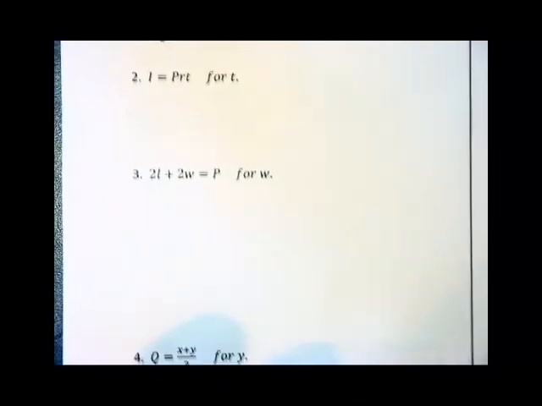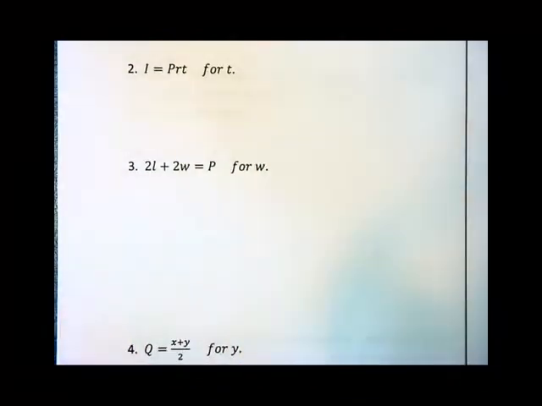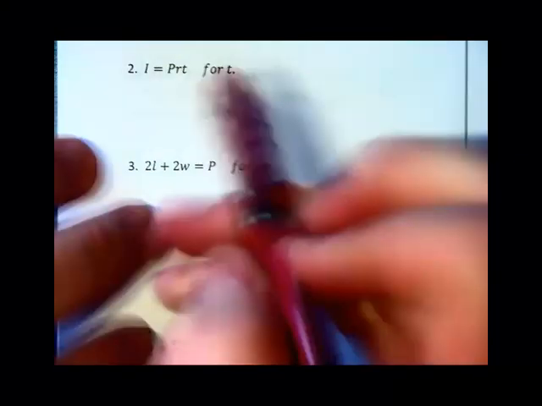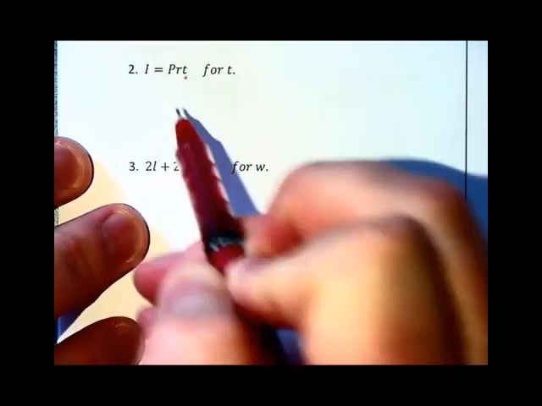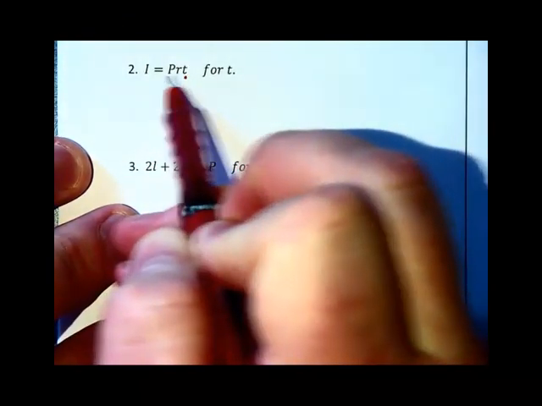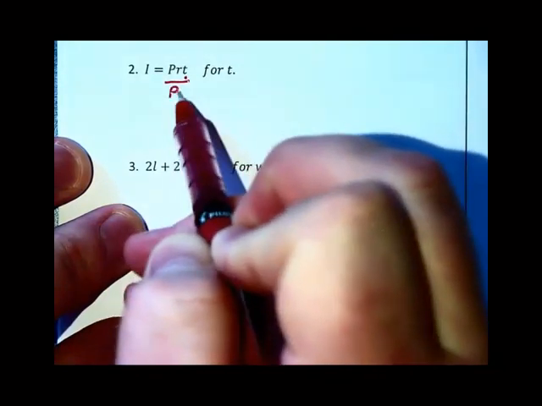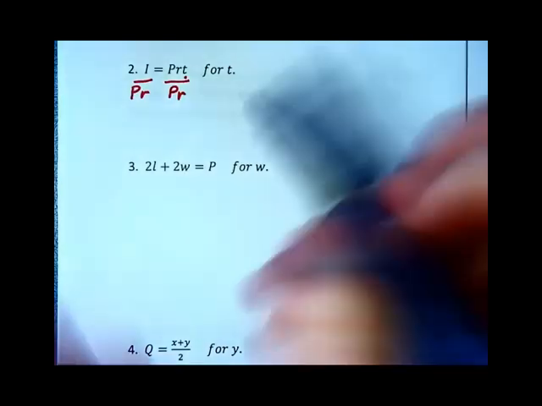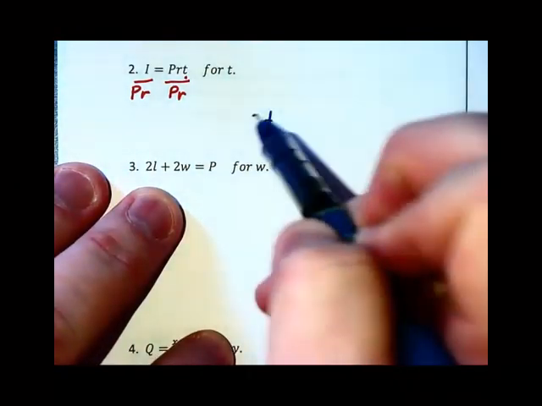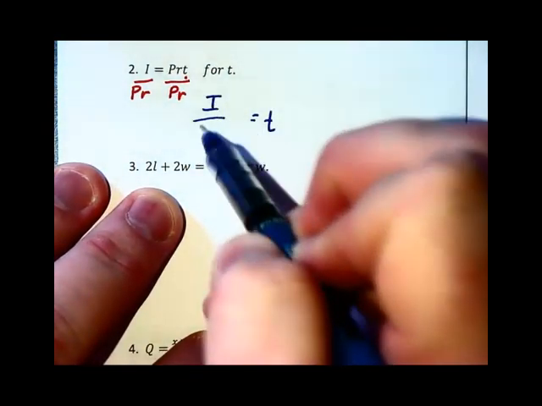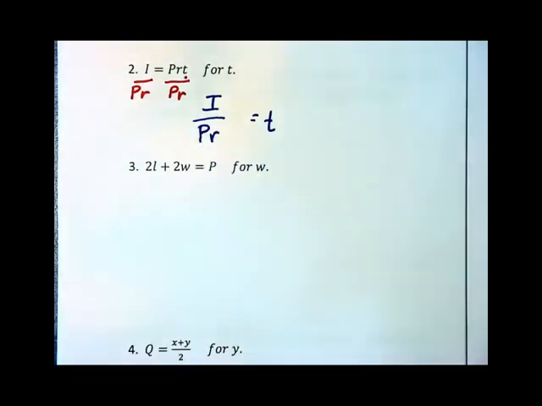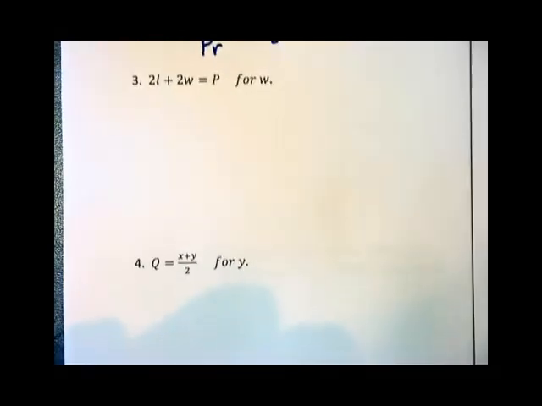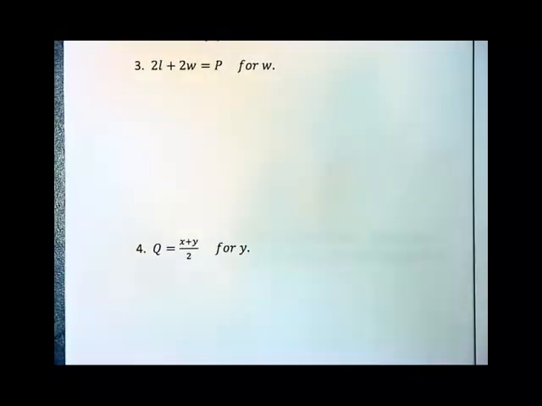In this next problem, I equals PRT, we're solving for t. Notice where the t is on the right side, it's been multiplied by the p and the r. So you want to divide off both the p and the r, and so we would have t on the right hand side equals I over PR. It's very straightforward.